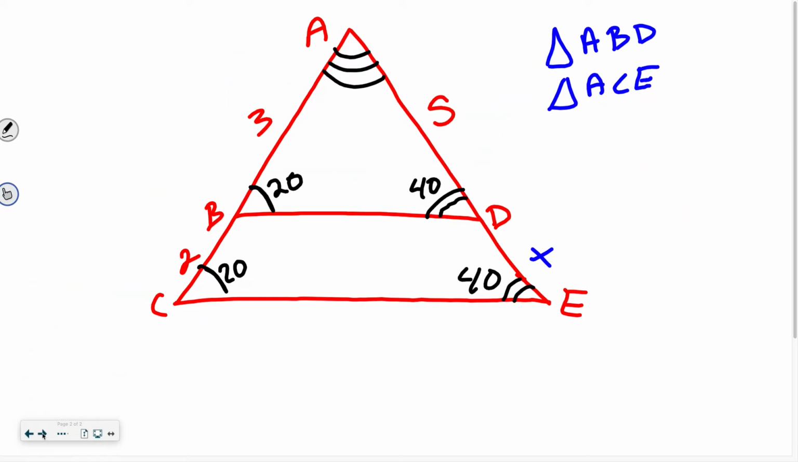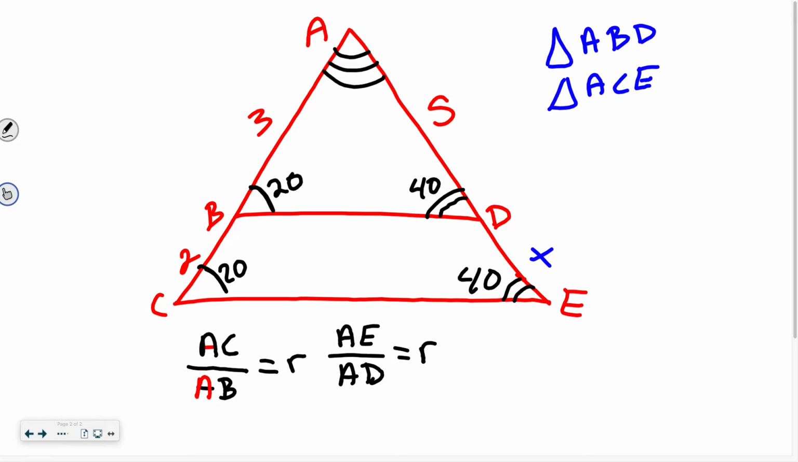So in this case, I'm going to be dividing the corresponding sides. Remember, it's going to be AC over AB. And if I do this, I'm going to get R. Well, that's the same thing as dividing AE divided by AD. And that's also going to get me R. Okay? Well, there's also one more, but since we don't know anything about this side or this side, we're going to keep just these two.